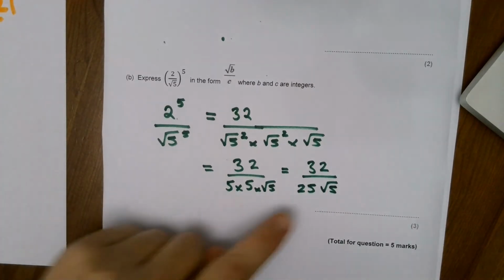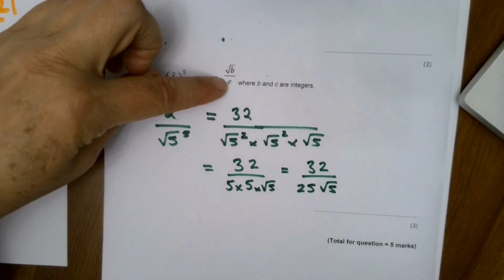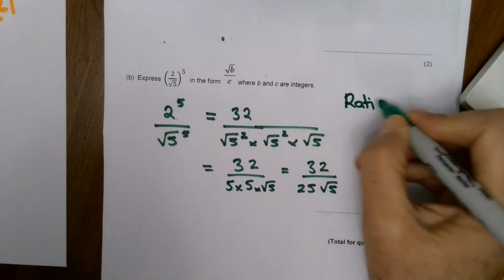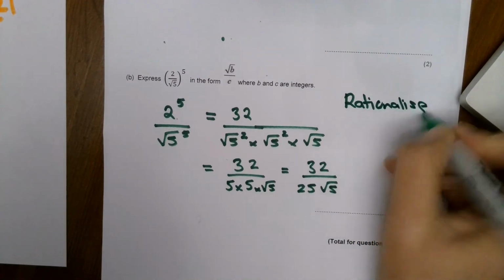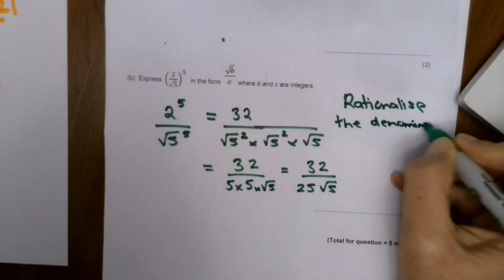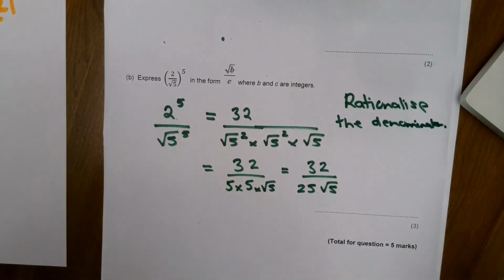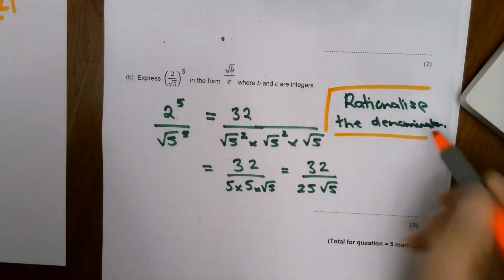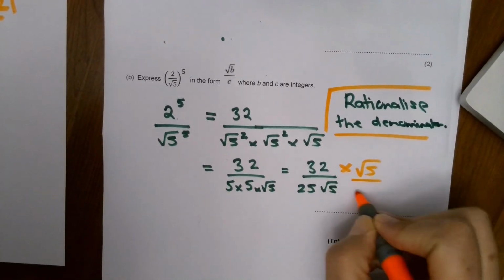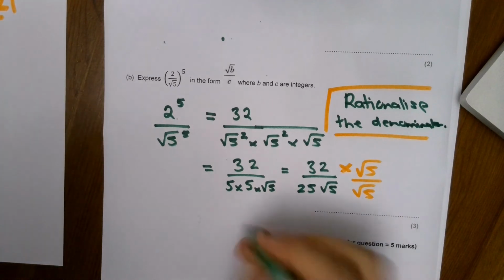Now I want to get it into the format where there's no square roots on the bottom. So what this is asking you to do is to rationalise the denominator, but it doesn't actually tell you to do that. That's why it's a tricky question. It's noticing that you're asked to rationalise the denominator. So how do I rationalise the denominator? Well, I'm going to times top and bottom by the square root of 5 to get rid of the square root of 5 on the bottom.